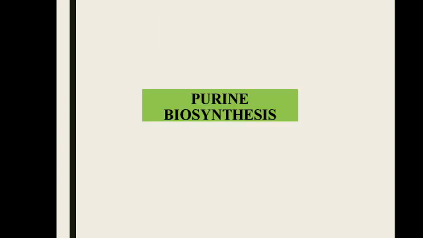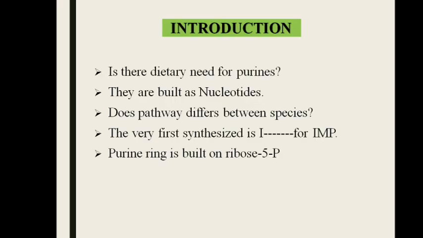Coming to the purine biosynthesis, the introduction part. Is there any dietary need for purines? No. Why? Because our body is able to synthesize purines in adequate amount, so we do not require them in the diet. The purines are built as nucleotides. They are not built singly as adenine, guanine and so on. They are built as AMP, GMP, CMP, etc.